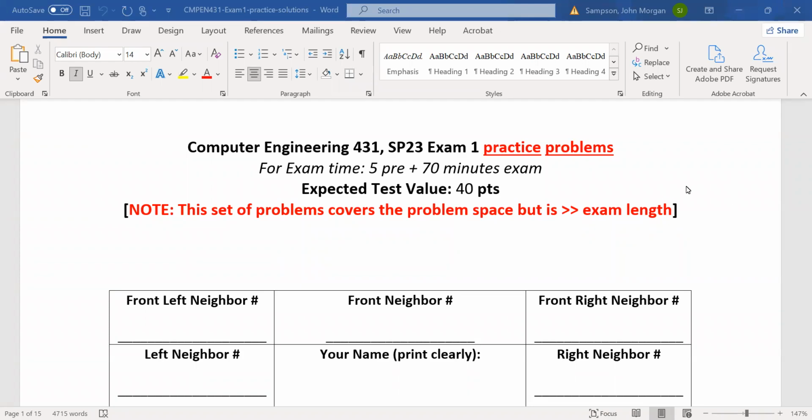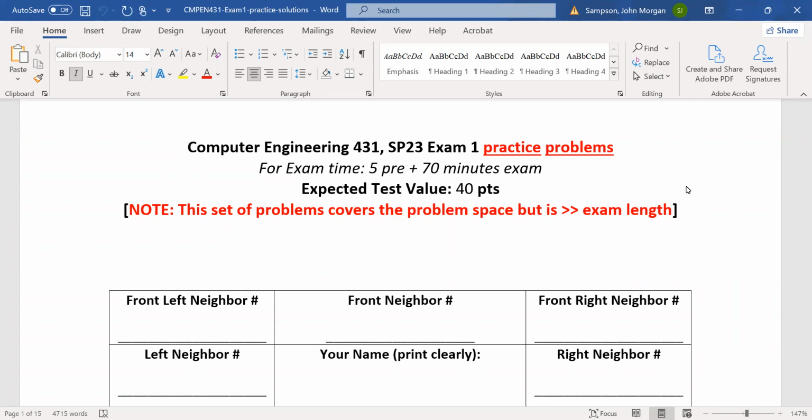Good morning. So we'll be going over the practice problems. We will not be going over all of them because, as I mentioned in bold red text, this is a lot longer than your exam will be. We will not be able to go over the answers to all of these in class today, but you also have your recitation tomorrow to go over more of them.